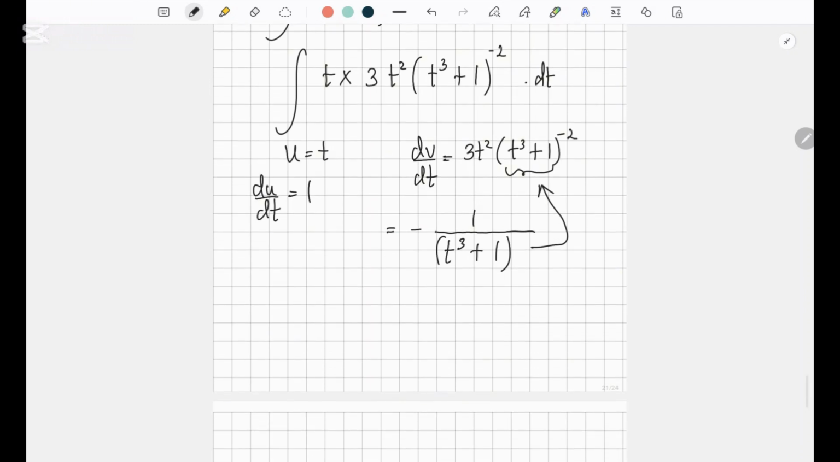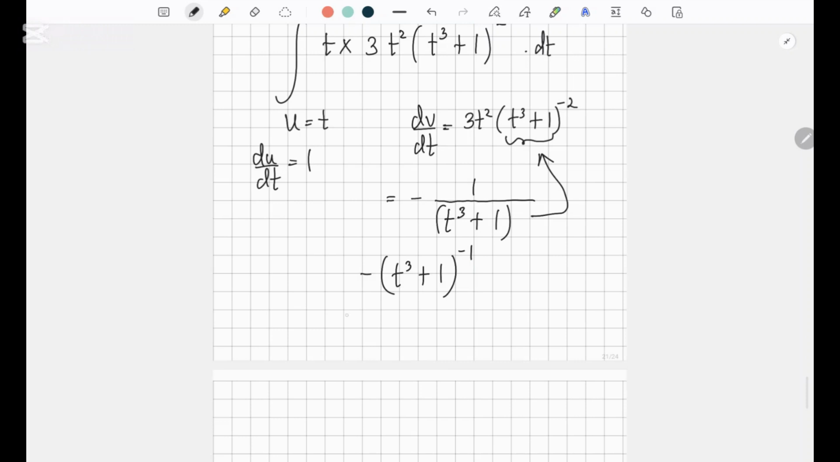Let me show it to you guys. So how do you differentiate this now? (t to the power 3 plus 1) to the power minus 1 with a minus in front. The minus 1 will come down, meaning it would be 1 into (t to the power 3 plus 1), and minus 1, the power gets subtracted by 1, so it becomes minus 2, into the differentiation of what you have inside the brackets, which is 3t squared, giving you the same exact thing, right? So yeah, v equals this.